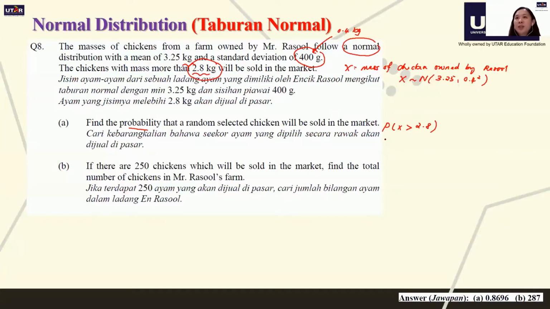So as usual, the first step, I need to change this X into the Z. I have to use the formula. Just now we say, take the X value minus the mean, then over standard deviation. Okay, so let's see what you have here.